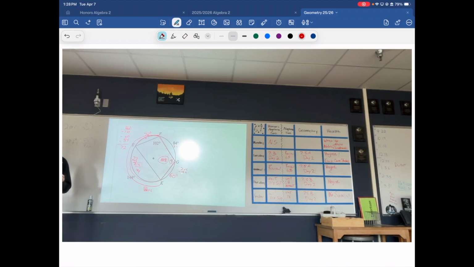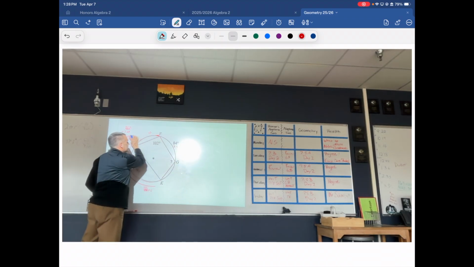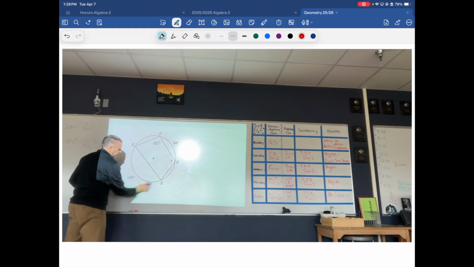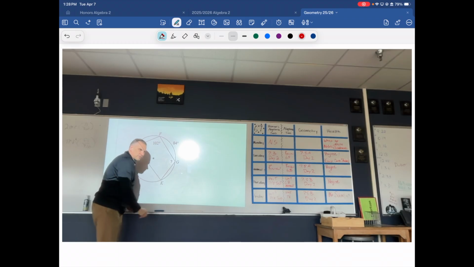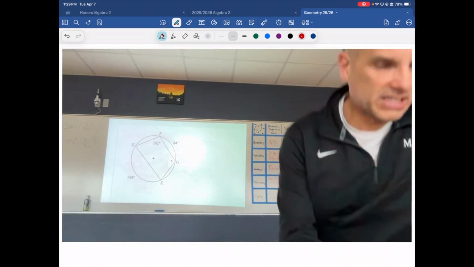You've got to take a lot of thinking to do these. But that's what makes geometry more fun than algebra. Algebra is just a bunch of formulas, and you solve. These you actually have to think about.